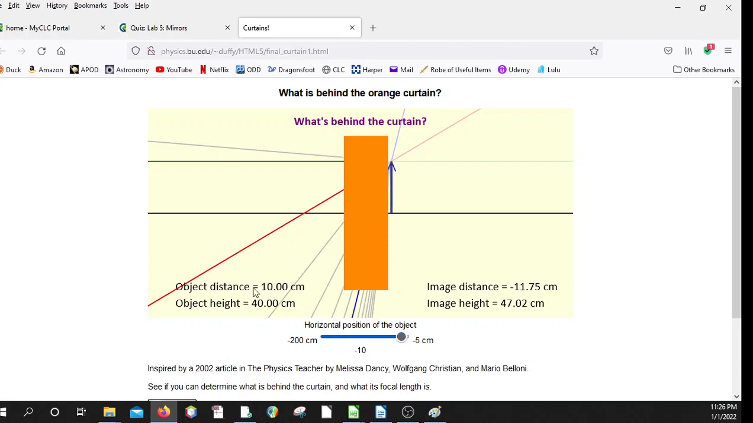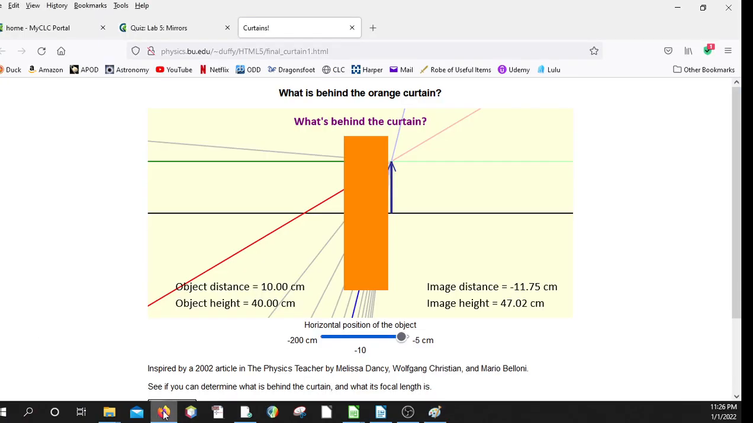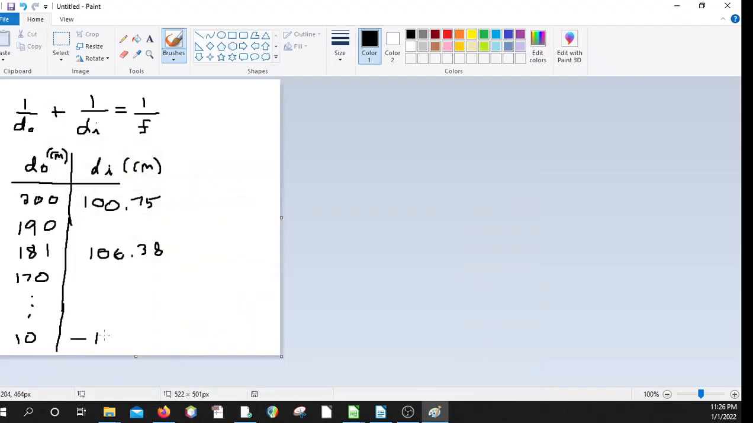Had it and lost. There we go, 10 centimeters. And the image distance here is minus 11.75 because it ends up on the other side of the mirror, and so you'd want to put that in there. If you're on the other side of the mirror, enter your values as negative numbers. So you're going to make this table, and then that's part of the lab.